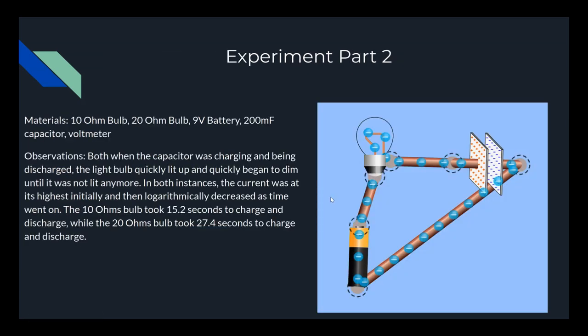For the second part of the experiment, we used materials: the 10 ohm bulb, 20 ohm bulb, 9 volt battery, and 200 millifarad capacitor and voltmeter. General observations were that when the capacitor was charging and being discharged, the light bulb quickly lit up and quickly began to dim until it was not lit anymore. In both instances, the current was at its highest initially and then logarithmically decreased as time went on.